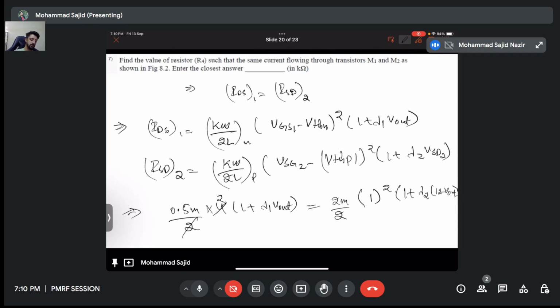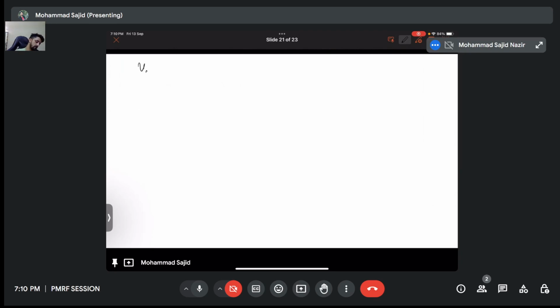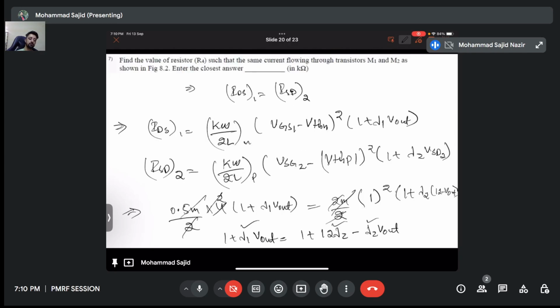So now we get an equation in terms of VOUT: 1 plus lambda 1 VOUT is equivalent to 1 plus 12 times lambda 2 minus lambda 2 VOUT. We have values of lambda 1 and lambda 2. We just need to find VOUT, which comes out to be 7.2 volt, right? We need this value because we need to find the value of R.